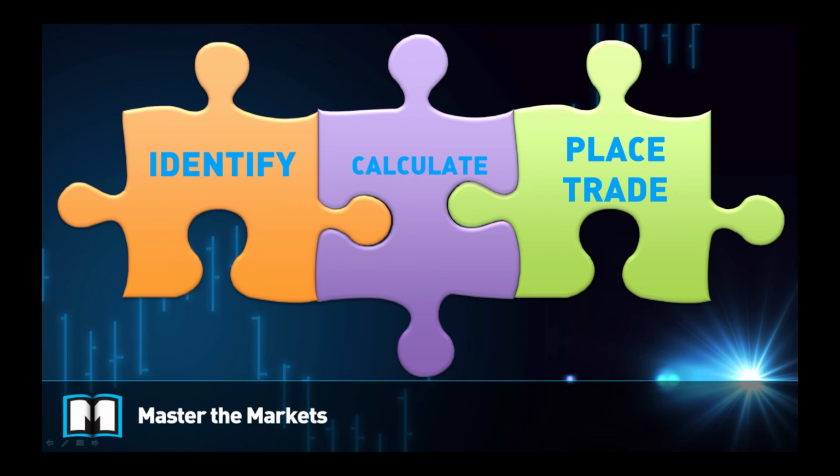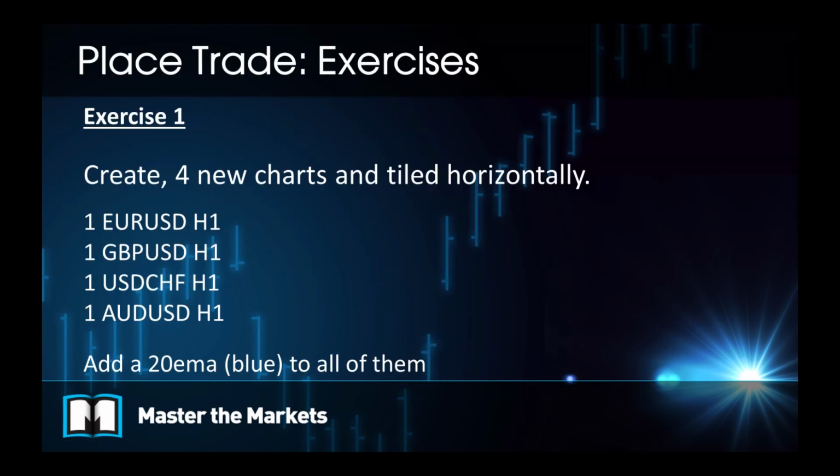Okay, very good. We've now worked through the identify and the calculate sections. Now what we're going to do is place the actual trade. So we're going to string everything together that we have looked at, and we're going to do some basic exercises on MetaTrader. So let's go ahead and do those, and just get familiar with the MetaTrader platform, and then take things from there. So here's the first exercise.